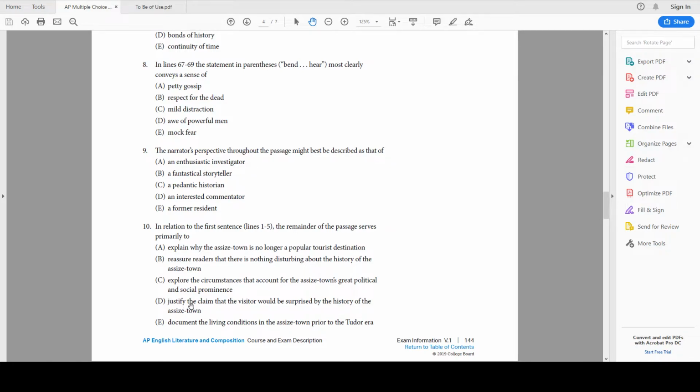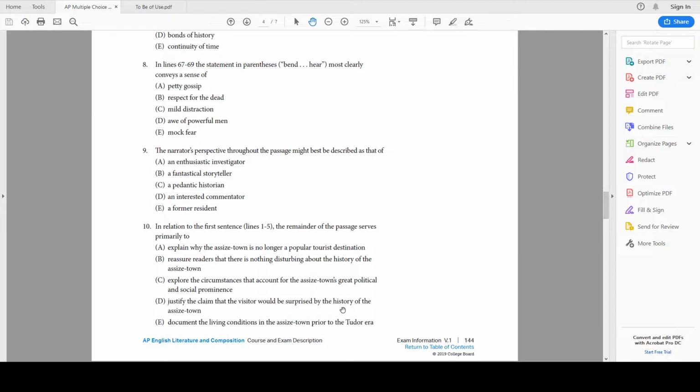D, justify the claim that the visitor would be surprised by the history of the ass-sized town. Huh. How would one justify that claim? How would you try to explain that a visitor would be surprised?